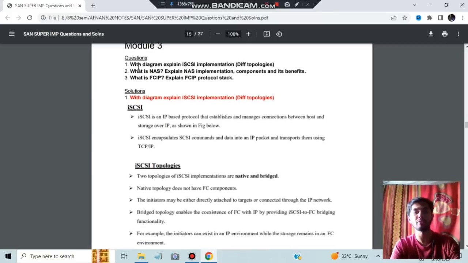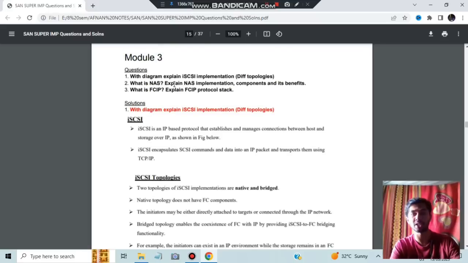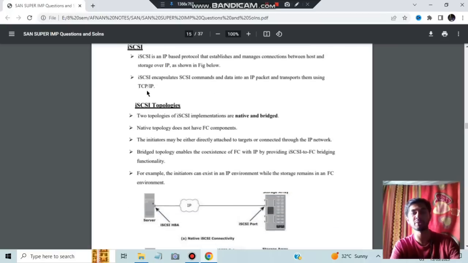Moving on to module 3, we have: with a neat diagram explain iSCSI implementation, with the different topologies present in that. iSCSI is an IP-based protocol. In module 3, we will be basically discussing the networking protocols. iSCSI is an IP-based protocol that establishes and manages the connection between host and storage. It encapsulates the commands and the data into packets and transports them using TCP/IP. So this is brief information.